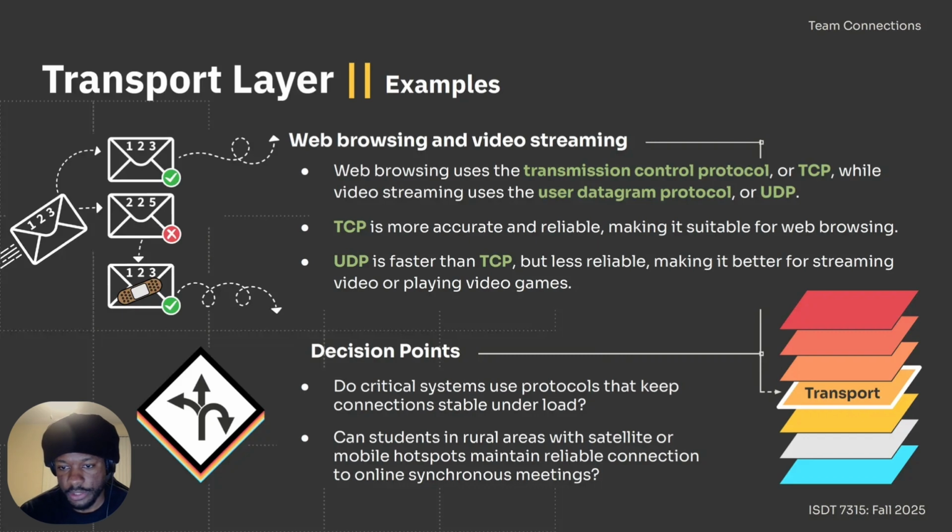For example, web browsing uses the Transmission Control Protocol, ensuring that every packet of data arrives complete, in order, and without duplication. This makes it the best choice when precision is more important than speed. In contrast, video streaming and online gaming often use the User Datagram Protocol, or UDP, which is faster because it avoids the overhead of constant error checking.